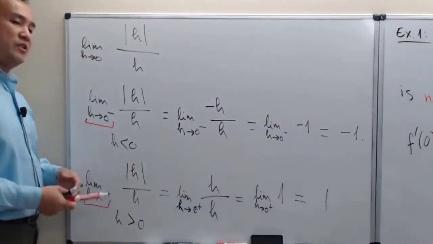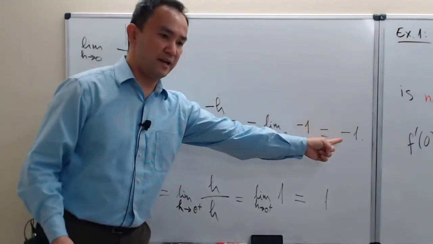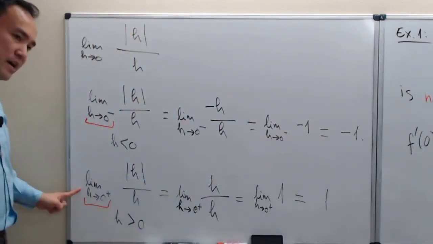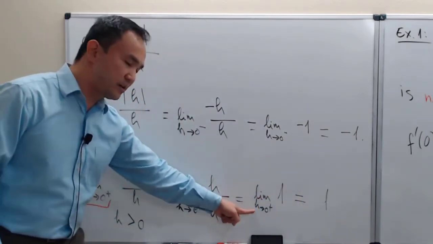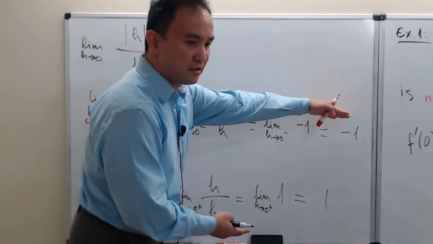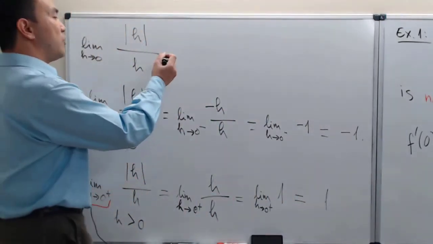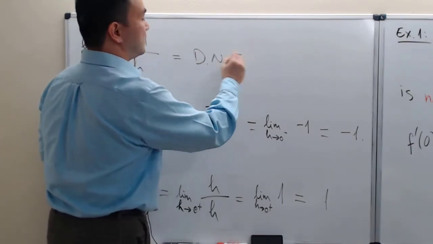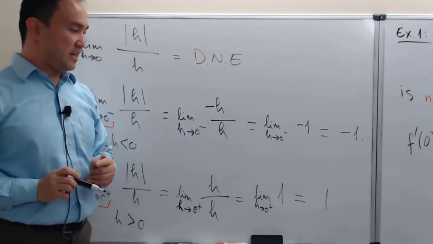So now what have we just discovered? The left-hand sided limit came to negative 1 as h approaches 0 from the left-hand side. But the right-hand side limit came to positive 1 as h came to 0 from the right-hand side. So in that case, the left-hand sided limit result did not agree with the limit from the right-hand side. So in that way, clearly speaking, this limit problem here is a non-existing limit. It's a does not exist, DNE.